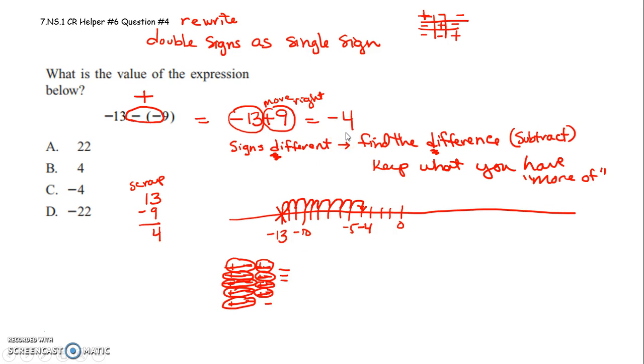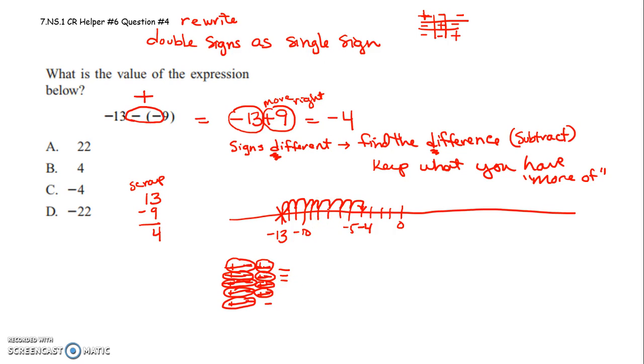So those are the 3 different strategies your teachers taught you. First of all, they taught you double sign to a single sign. They said you could use a number line. They said you could use the rule, signs are different, find the difference, keep what you have more of. Or they said just draw out 13 negatives, 9 positives, zero out your opposite pairs. What are you left with? I'm left with 4 negatives.